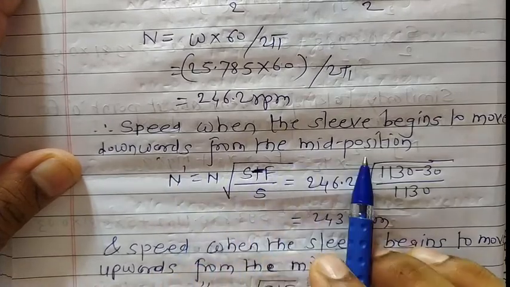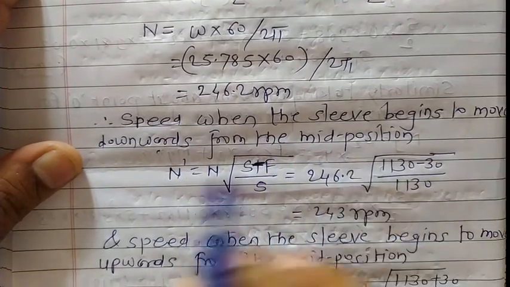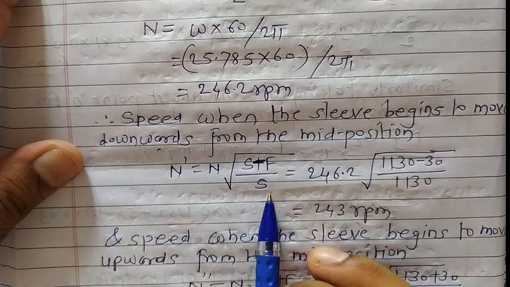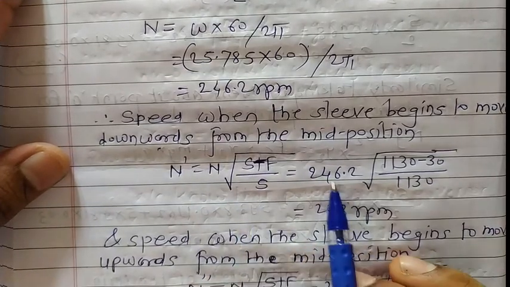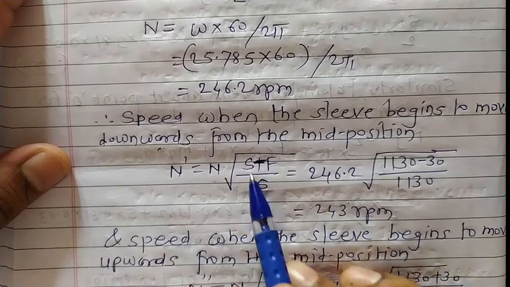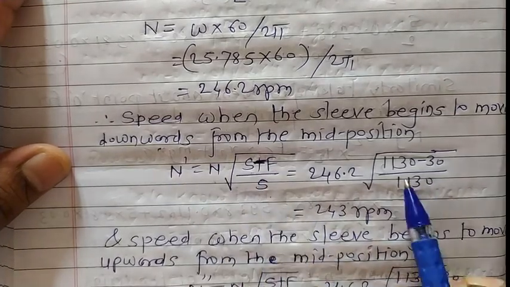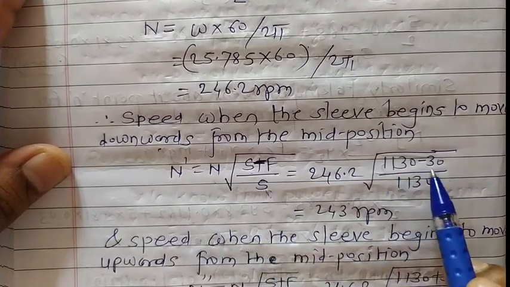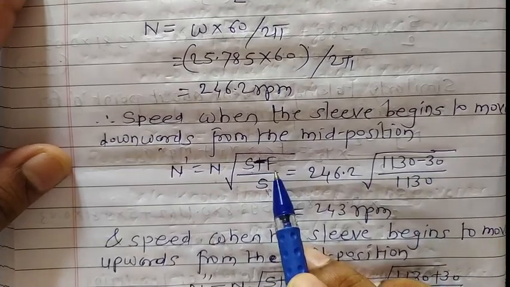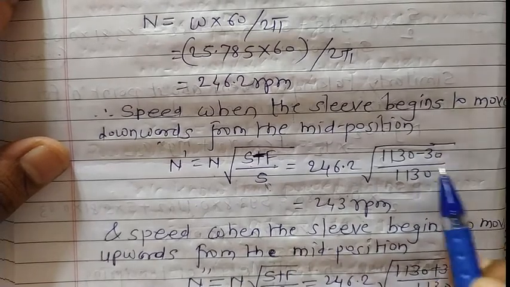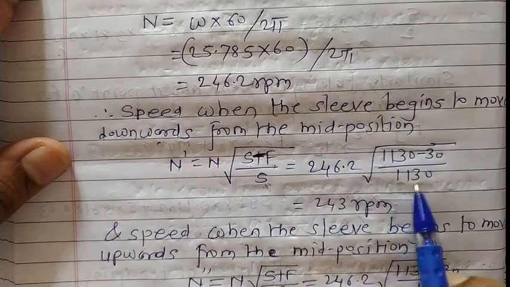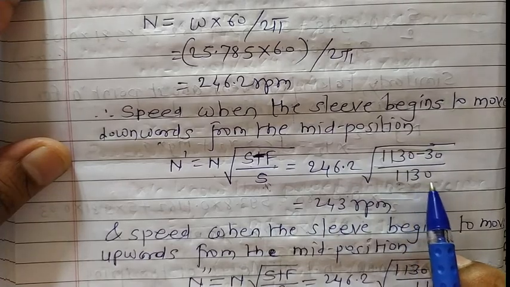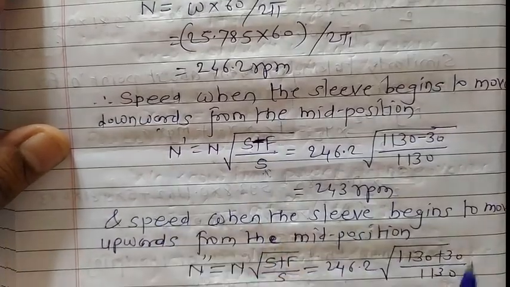Therefore the speed when the sleeve begins to move downwards from the mid position, that is n dash, equals n into square root of s minus f divided by s. Substitute the values of n, s, f and s. This s indicates the spring force, so 1130 minus f, where f is the frictional force, 30, divided by the spring force corresponding to the mid position, 1130. So get the value of n dash.